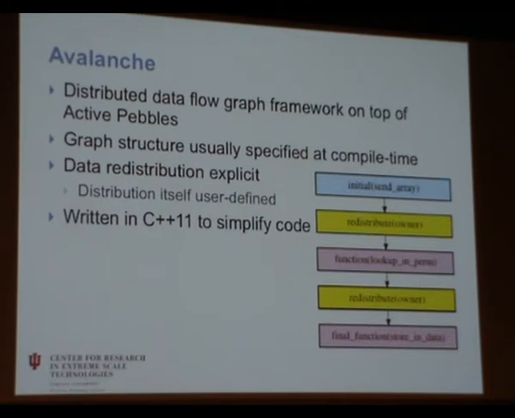And the implementation is written in C++11 to simplify the code, and so to take advantage of the type system improvements and things in that language. And so if you look at a very simple flow graph that's doing a permutation and then writing into a distributed array, you send the input array, redistribute it by the owner for the permutation, do a local lookup in the permutation, redistribute now based on the result, the addresses that come out of the permutation, redistribute to the final locations, and then finally store in the output array.